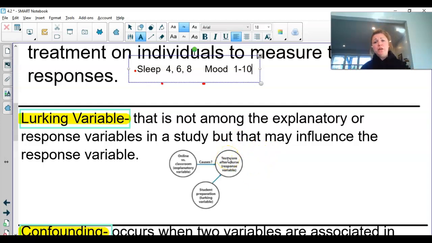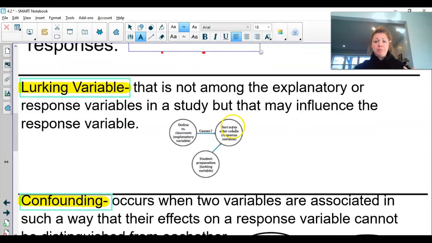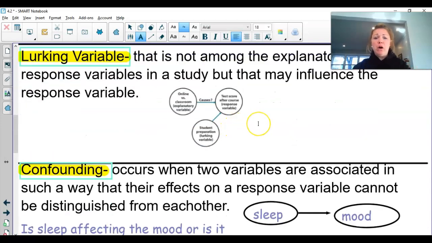But there are different lurking variables, different things that might affect this response that we're not measuring, such as student preparation, or maybe time of day. General intelligence. How about how much you had to eat that day? So there are things that may influence this test score that we are not measuring. What makes something confounding, though, is when you can't tell the difference, right? It occurs when 2 variables are associated in such a way that their effects on the response variable cannot be distinguished from each other, okay?